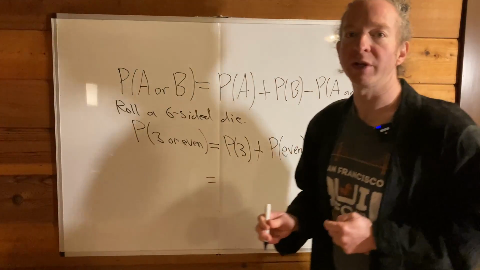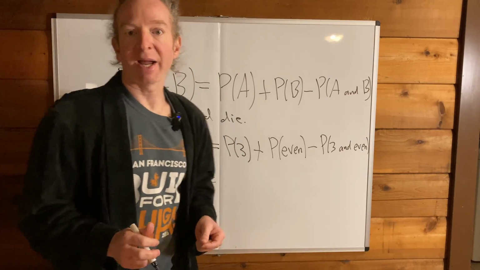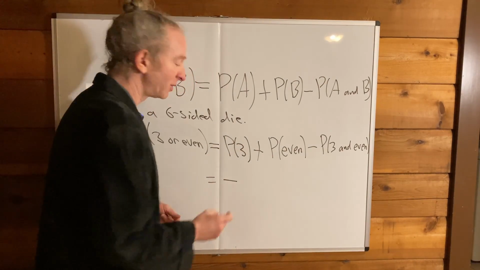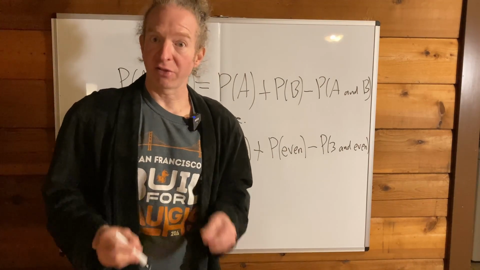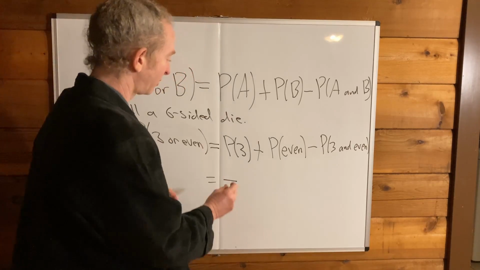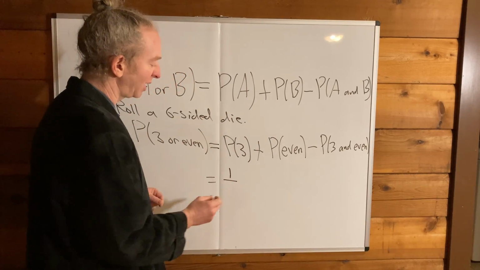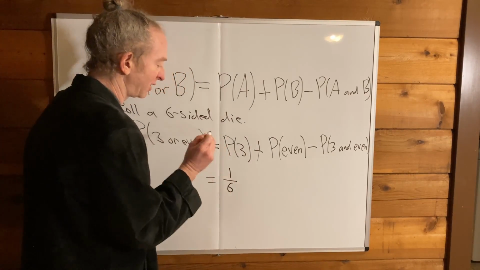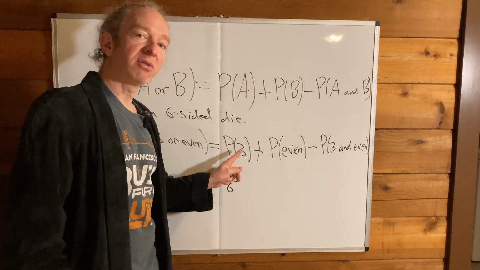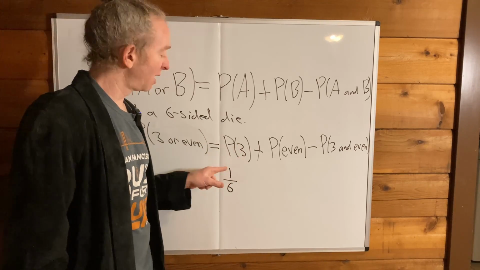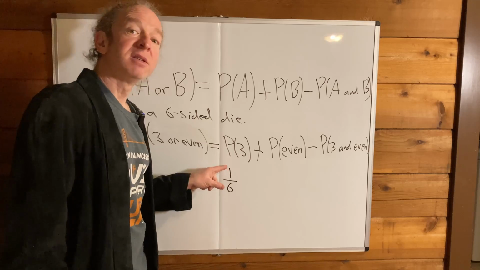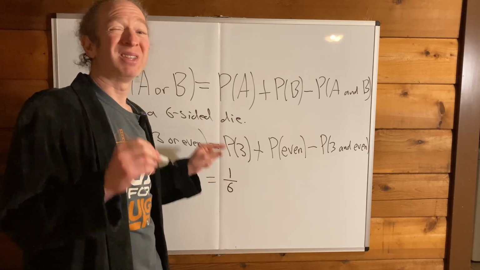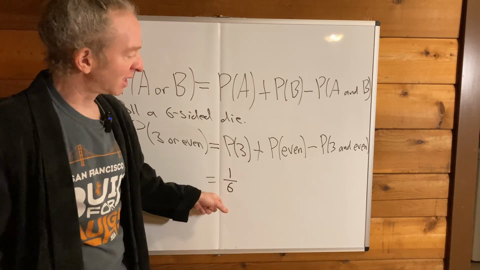The probability of rolling a 3. Well, on a six-sided die, there's only one way for the die to land on 3. It lands on 3. So there's one way for the die to land on 3, and there's 6 ways for the die to land. The probability of rolling a 3 is the number of ways for the die to land on 3 divided by the number of ways for the die to land, so 1 over 6.